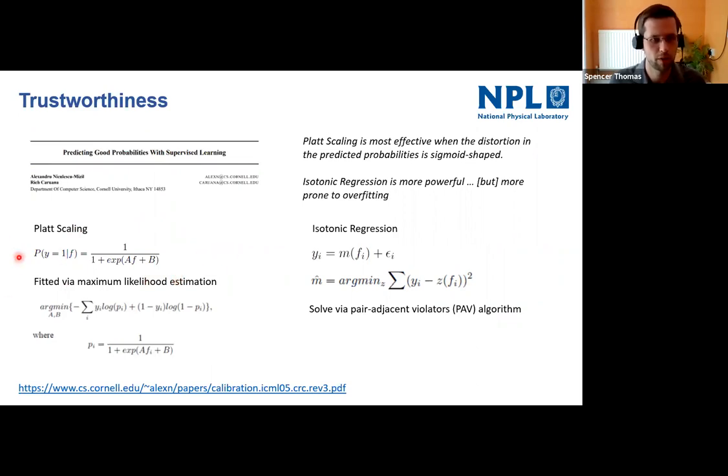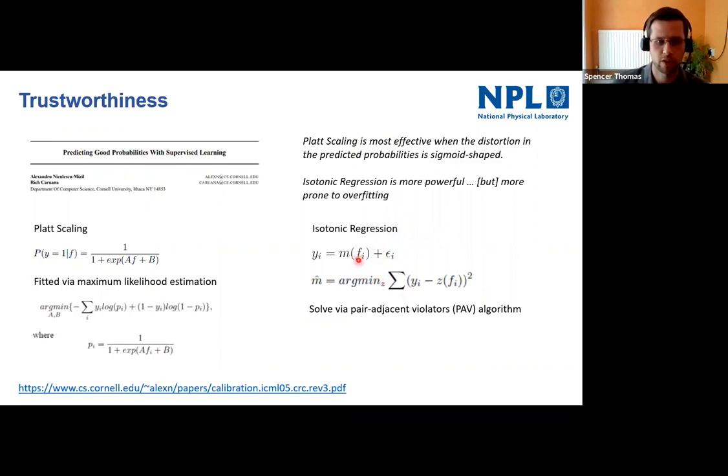One method is Platt scaling, where you fit a sigmoid and you fit these parameters A and B using a maximum likelihood estimator to try and push the curve back to this diagonal line. And this works quite well for any kind of S-shaped curve, any kind of sigmoid-based curve, to recalibrate your data.